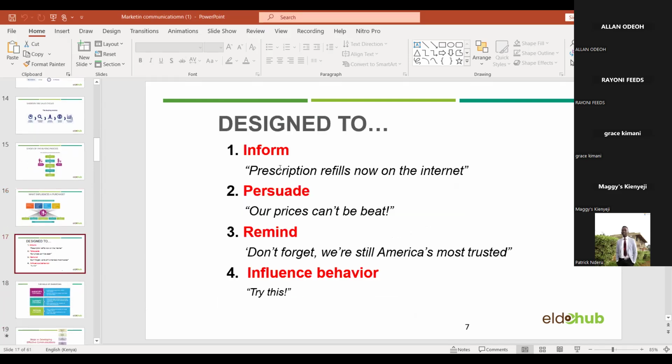Okay, so in this part we now talk about inform, persuade, remind. These are marketing communications, which serve three functions: informing customers about your product, persuading them to choose it.